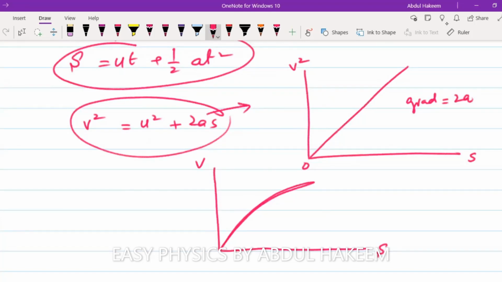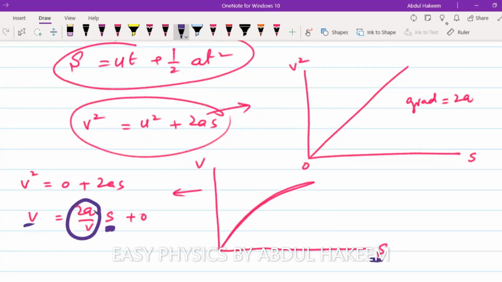Because for this second graph, it can be written as v square is equal to 0 plus 2as, or v is equal to the square root of 2as plus 0. This distance s is at the x-axis, v at the y-axis. This is the gradient. Look, this 2a is constant, but the speed increases. When speed increases, the denominator increases, the whole fraction decreases, meaning the gradient decreases. So this is a decreasing gradient curve.